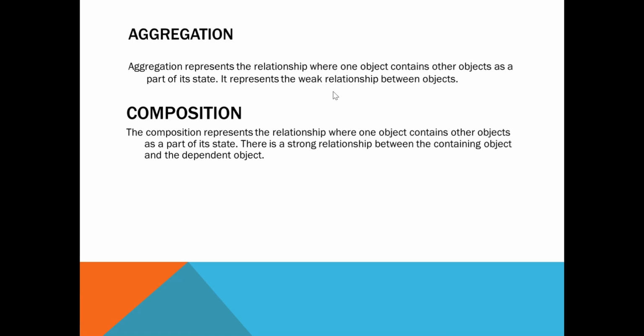Composition. Composition is a way to achieve association. The composition represents the relationship where one object contains another object as a part of its state. There is a strong relationship between the containing object and the dependent object.